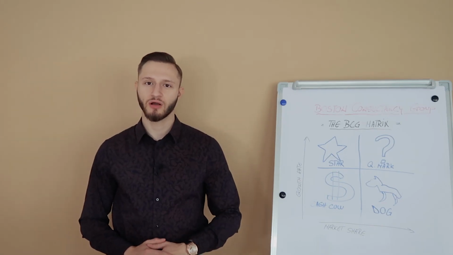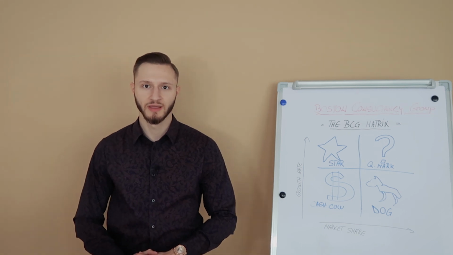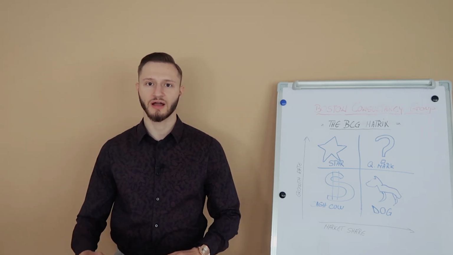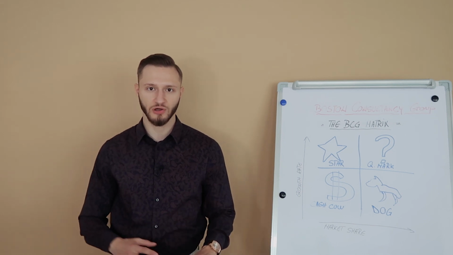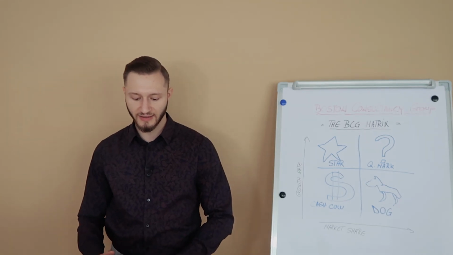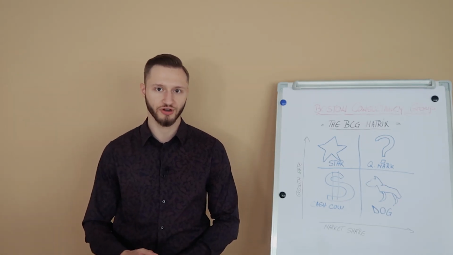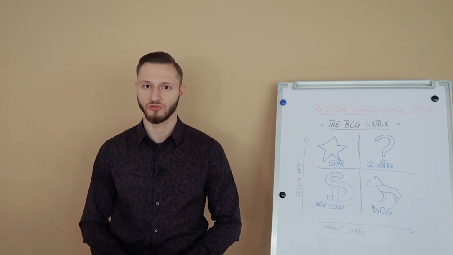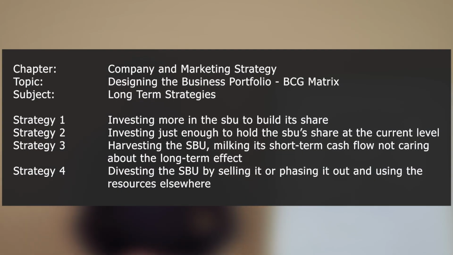So at this point in time, a company has already used the BCG Matrix and it knows where their products are and what the business portfolio looks like, which are the dogs, which are the question marks, the stars and the cash cows. Well, the next step is to design a strategy for the long term, for the future. And there are 4 strategies that a company can use. It can invest more in the SBU to build its market share. It can invest just enough to hold the SBU's share at the current level. It can harvest the SBU, milking it for short-term cash flow and not caring about the long-term effect. Or it can divest the SBUs by selling it or phasing it out and using the resources elsewhere.